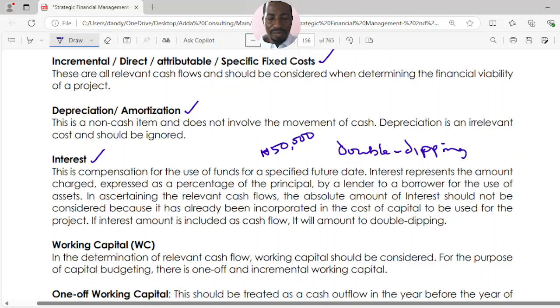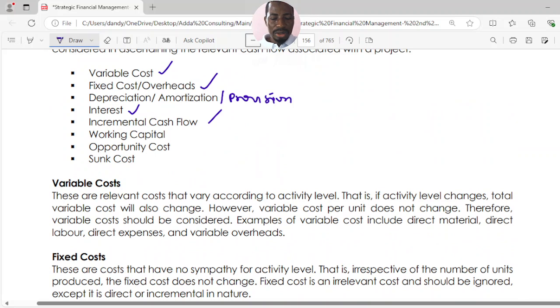So the next thing we want to discuss is opportunity cost. Before opportunity cost, let's talk about sunk cost. Some costs are past costs. They are costs that have already been incurred and therefore irrelevant. So when you see any past costs in a question, please just ignore them. They are not relevant. What are the examples of sunk costs? Examples include market survey cost, research and development.